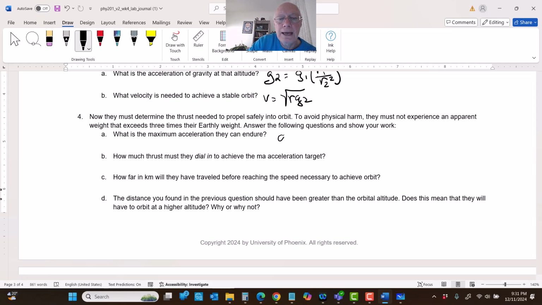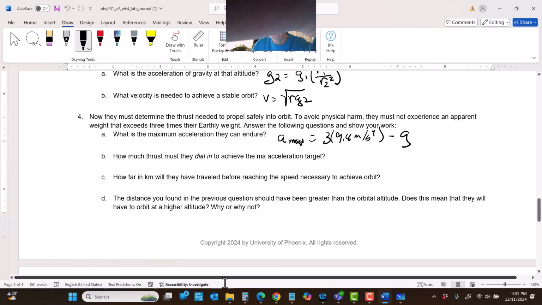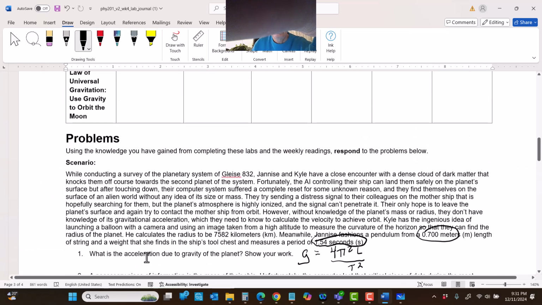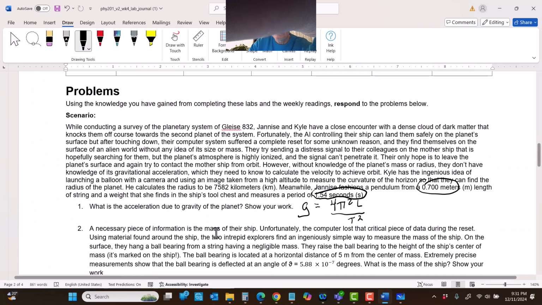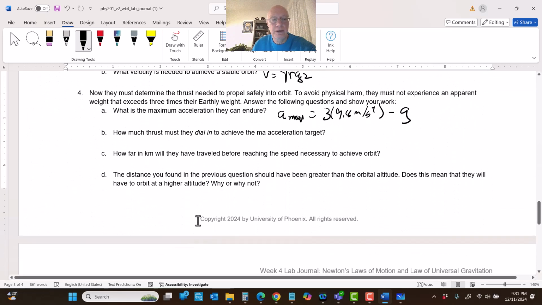So a max is 3 times 9.8 minus g, where g, again, is this g here that you calculated in problem 1. Let's make sure you get these straight.